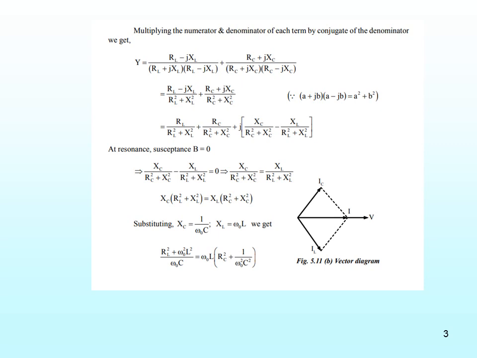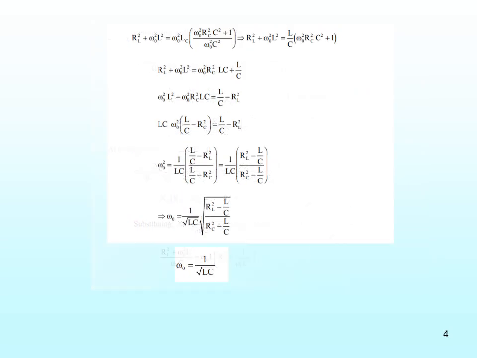Substituting XC equal to 1 by omega naught C, XL equal to omega naught L. So we got (1 by omega naught C) into RL squared plus omega naught squared L squared is equal to omega naught L into RC squared plus 1 by omega naught squared C squared. So RL squared plus omega naught squared L squared equal to omega naught squared L C into (omega naught squared RC squared C squared plus 1) divided by omega naught squared C squared, that is equal to L by C into (omega naught squared RC squared C squared plus 1).